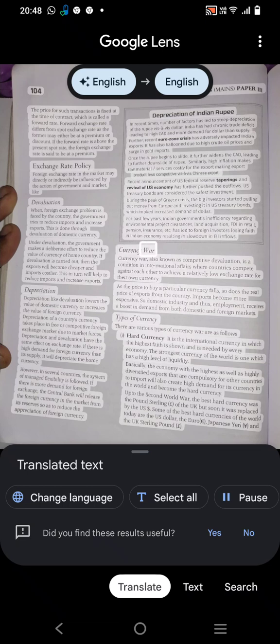Currency war. A currency war, also known as competitive devaluation, is a condition in international affairs where countries compete against each other to achieve a relatively low exchange rate for their own currency. As the price to buy a particular currency falls, so does the real price of exports from the country. Imports become more expensive. So domestic industry and thus employment receives a boost in demand from both domestic and foreign markets.